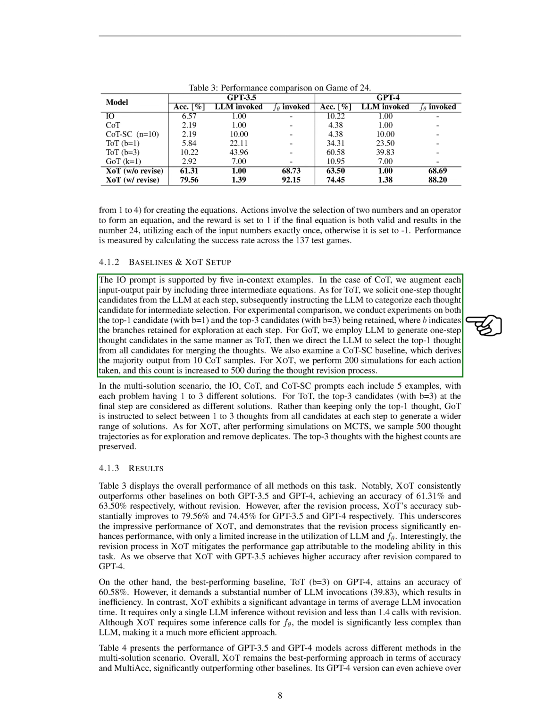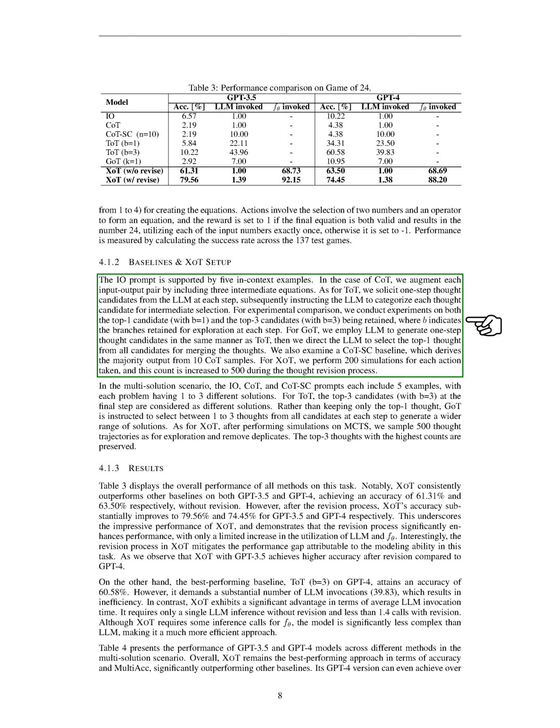For the IO method, we used 5 in-context examples. For COT, we added 3 intermediate equations to each input-output pair. For TOT, we asked the language model to categorize each thought candidate for intermediate selection at each step. For comparison, we conducted experiments on both the top 1 candidate and the top 3 candidates being retained, where the number of branches retained for exploration at each step is represented by B.